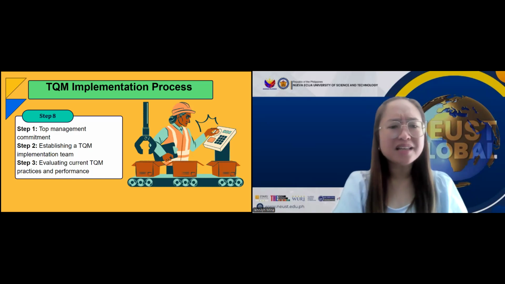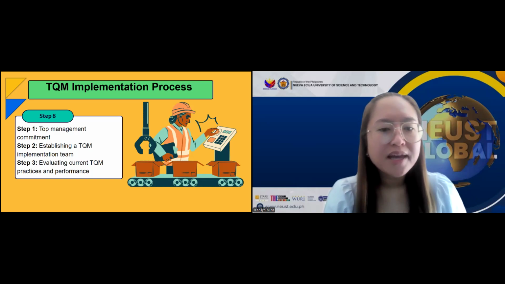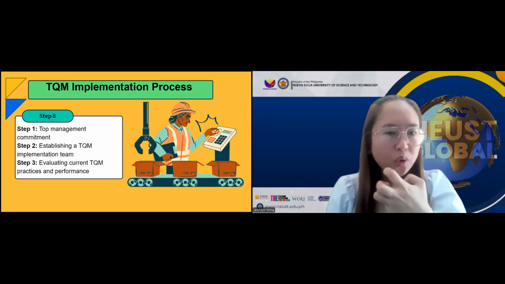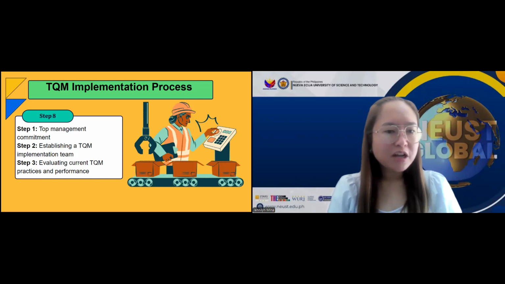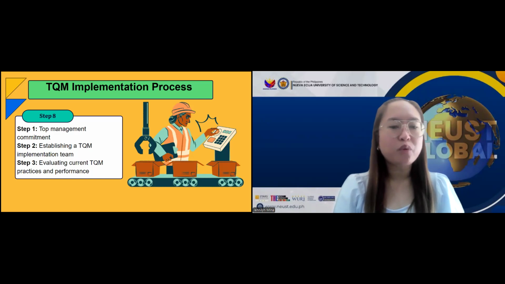Just like Toyota executives, they're really actively supporting total quality management principles by promoting Kaizen, continuous improvement. The management sets quality-focused goals. They really make sure that employee engagement is present and they continuously improve manufacturing and customer satisfaction processes.